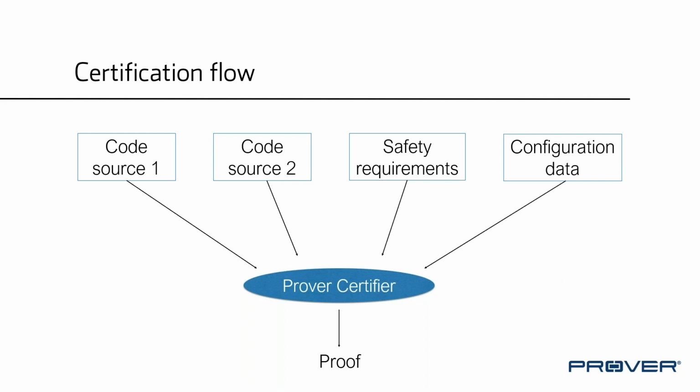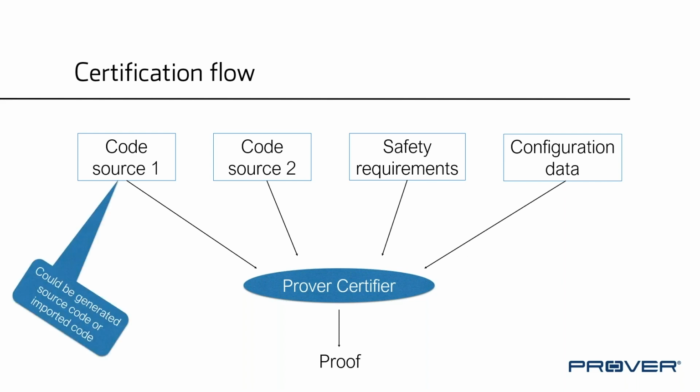2 sources of the code, simply because by having 2 sources, we use diversified programming to ensure that there are no hidden errors in there. So the first source could be generated source code, as we did with Interlocking, where we generated C code. Or it could be some imported code. For example, if you have written code by yourself, or generated them by some other tool chain.